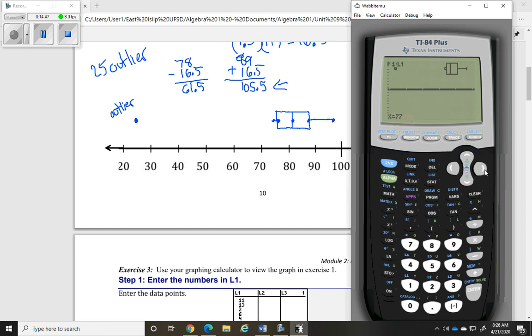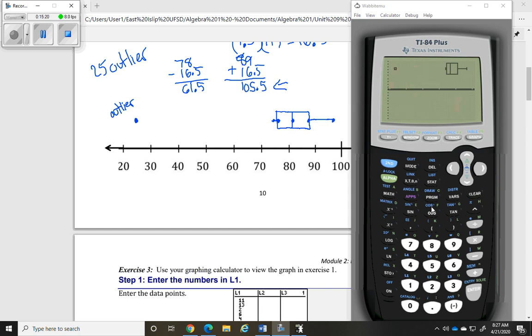Let's arrow over again. That's the 77. Arrow again. That just landed on that first line of the box, which is quartile 1, and notice it's labeling it Q1 is a 78. The median is 81.5. Q3 is 89. And the maximum number that we actually attach the whisker to is 99. How cool is that?